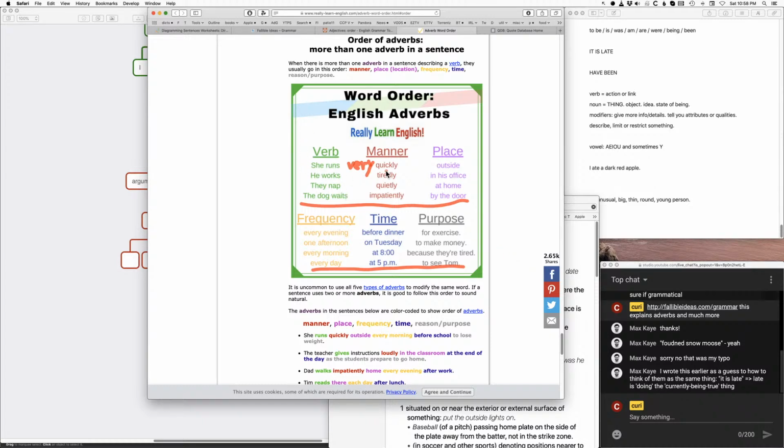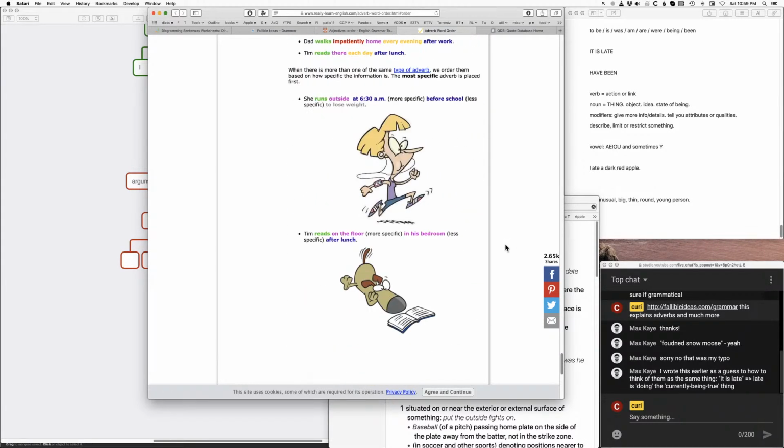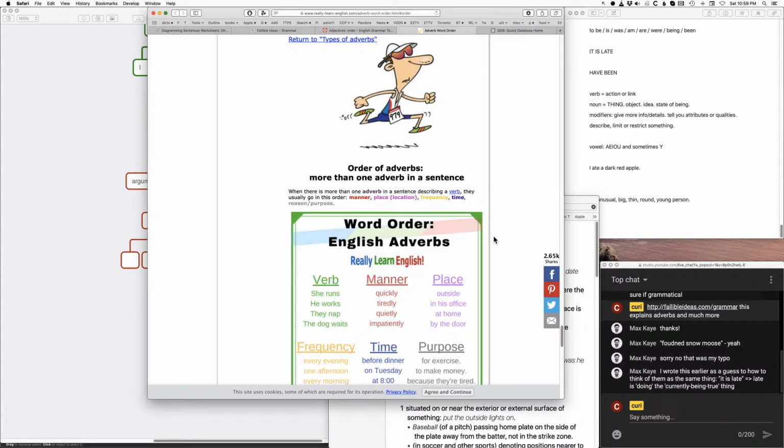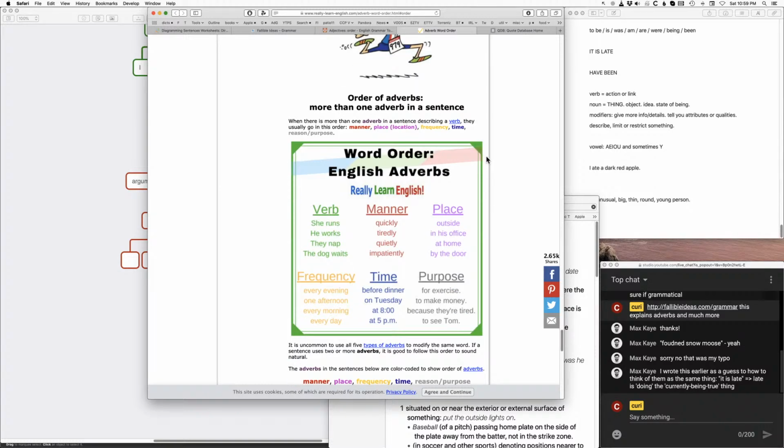So these give you examples of different ways to modify verbs. These are different types of traits, characteristics, attributes, qualities, features that verbs can have. They can have a manner, they can have a place, a frequency, a time, and a purpose. These are not the only possible ones, but these are common ones. Make sense? Yeah, I think so.